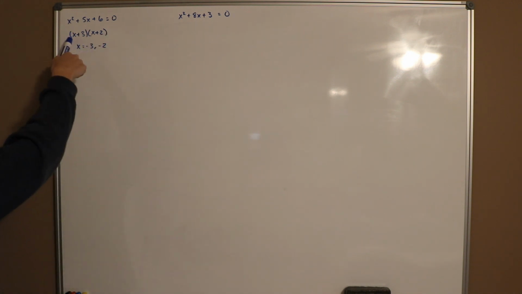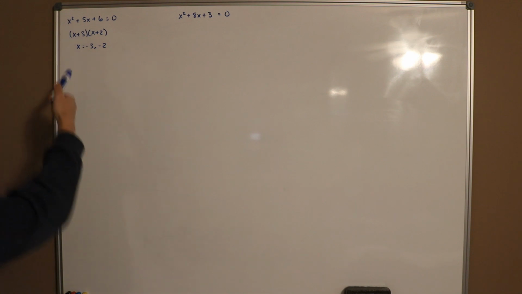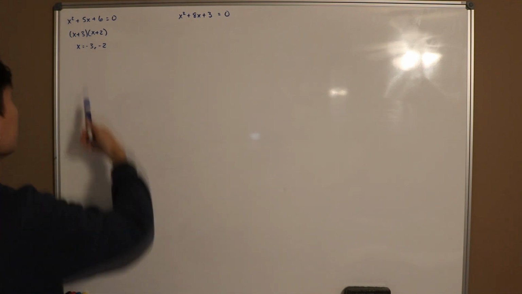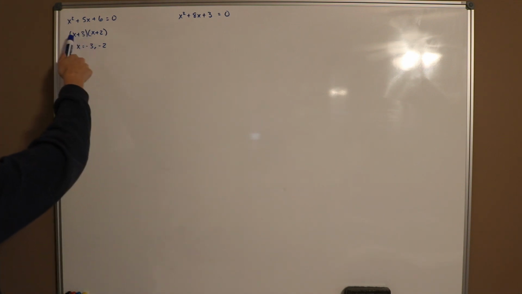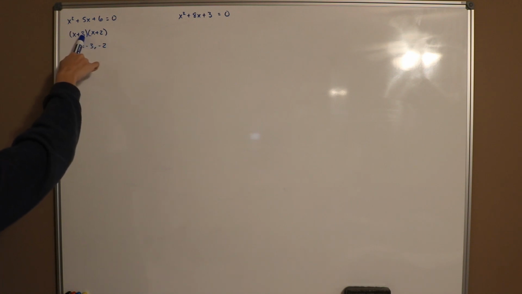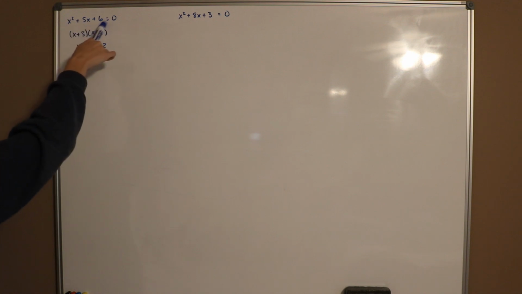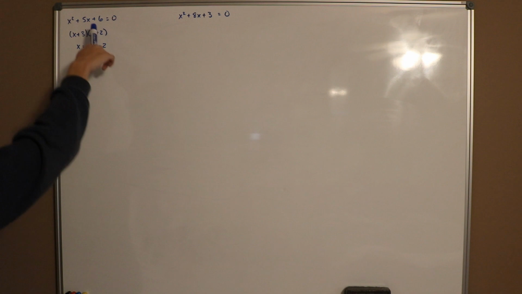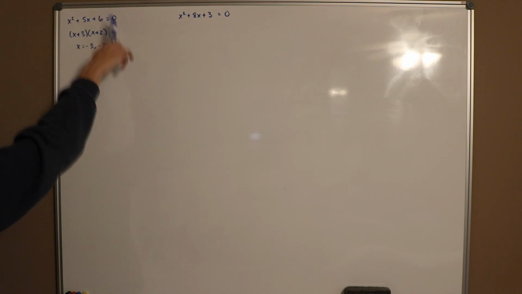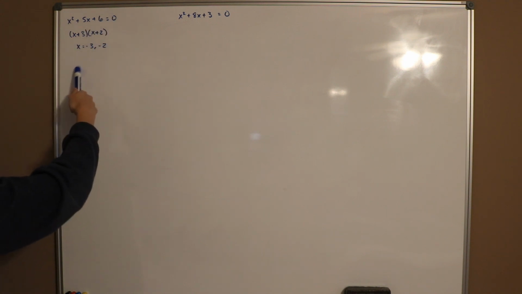And if you want to verify it yourself, you can use the FOIL method just like from high school. x times x is x squared, x times 2 is 2x, 3 times x is 3x, and then 3 times 2 is 6. So x squared plus 2x plus 3x plus 6 comes down to x squared plus 5x plus 6. And x equals -3 and -2 gives a solution of 0. You can verify this yourself if you'd like to.